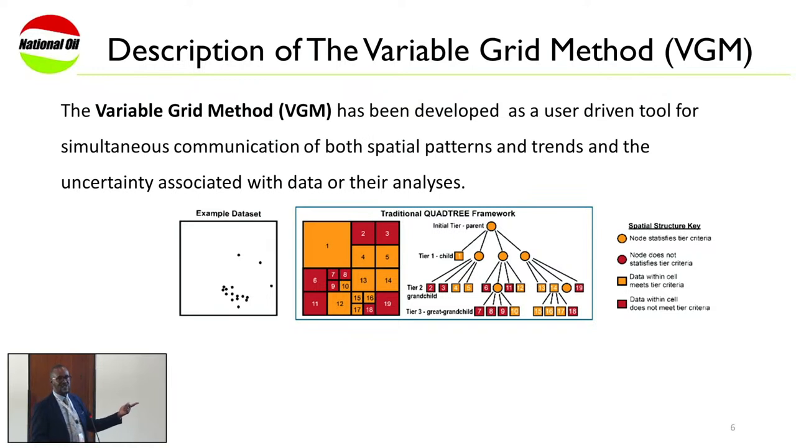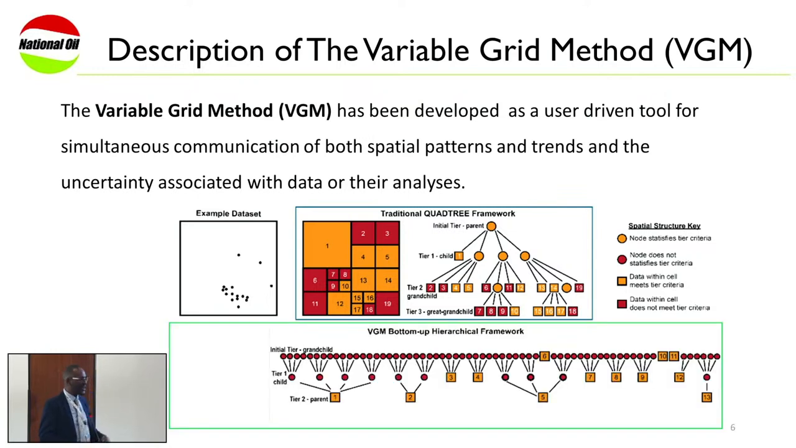But it has flaws in it. You can see grids 2 and 3 do not have any data in them. But the thing is that there was at least 1 point in that quadrant, so you split it in four. And this is why we have the variable grid method that addresses that issue by going bottom up. So what we do is we start by splitting the whole area into the finest grid pattern possible. And when we do that, then we test for the highest condition. We say, for example, do we have 4 points, or do we have these data types? And if you satisfy, then you maintain the grid.